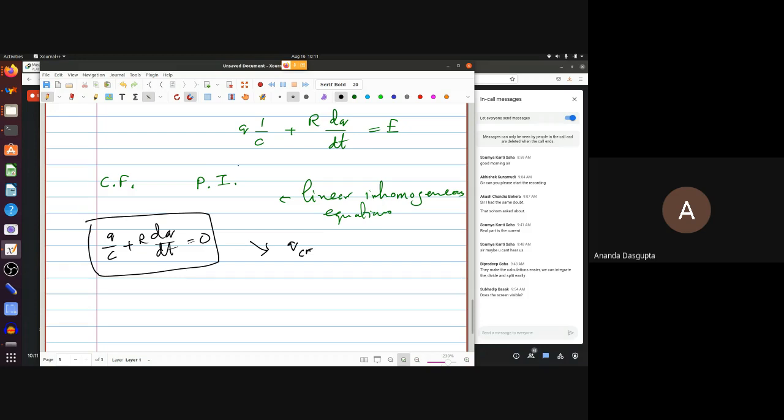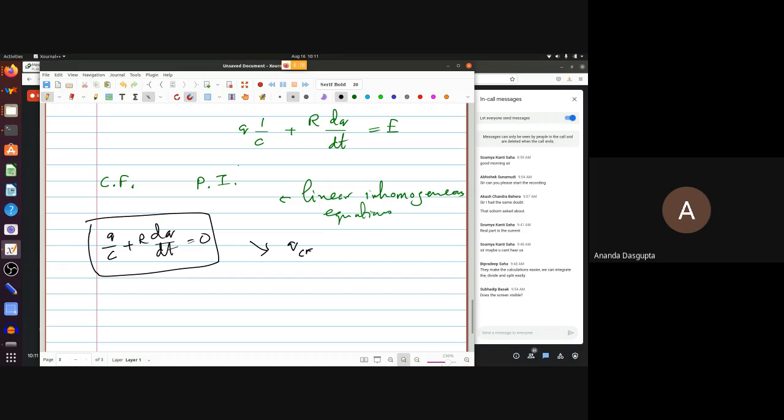The particular integral gives you E, but you cannot multiply the particular integral by a constant and claim that that's going to be a solution, because if a particular integral has been obtained which gives you E, 10 times that particular integral will not give you E, it will give you 10 times E.